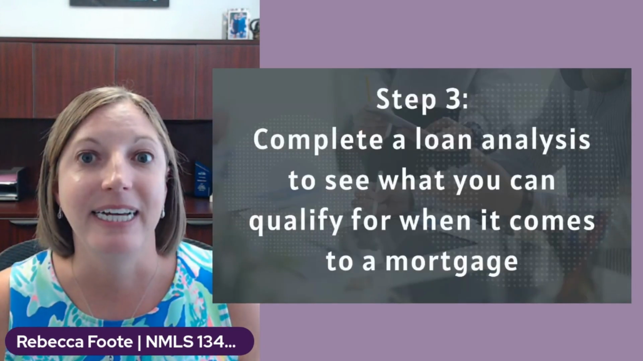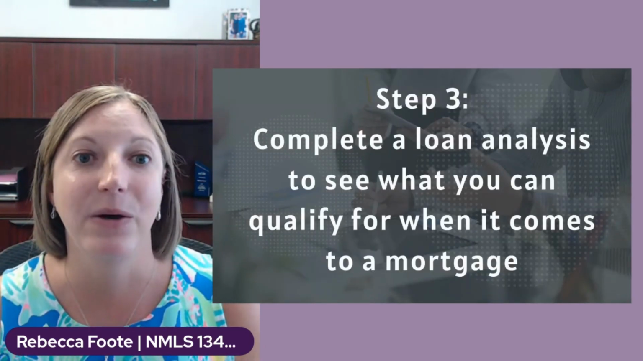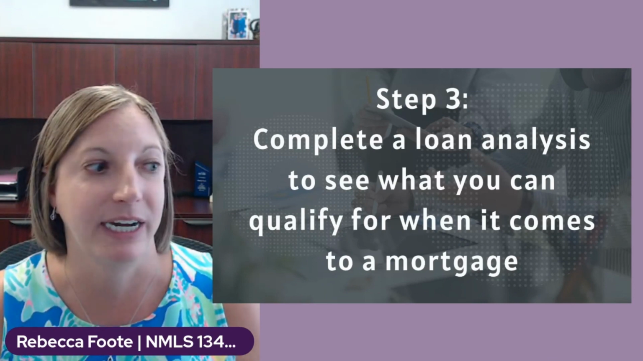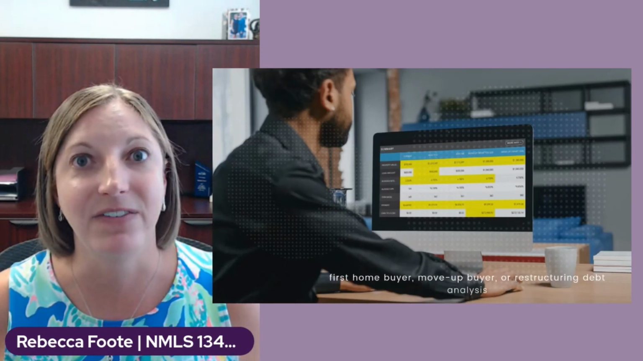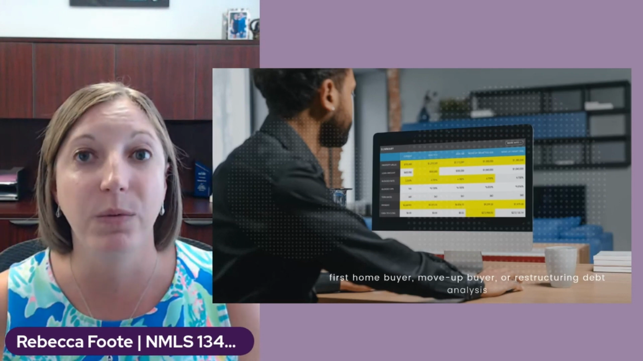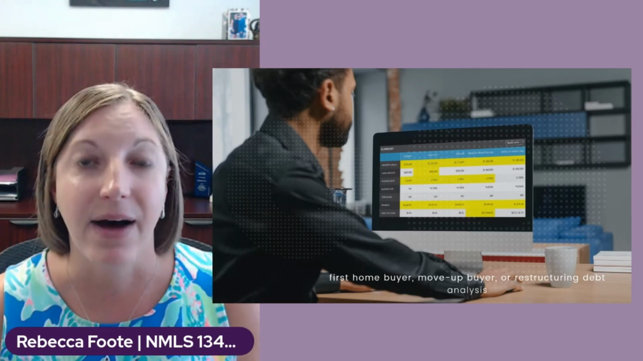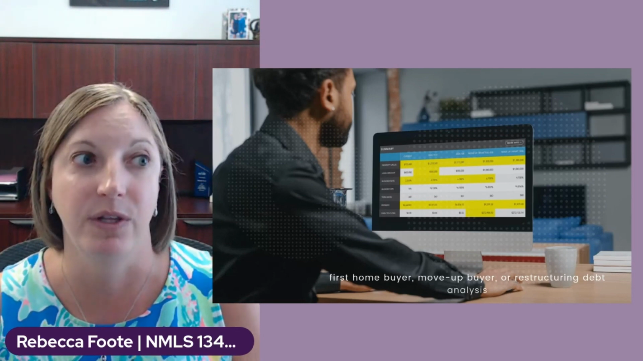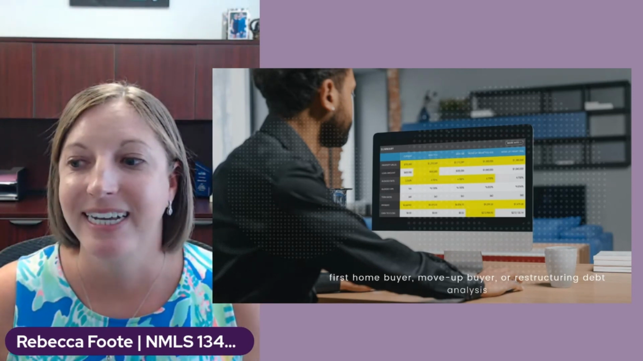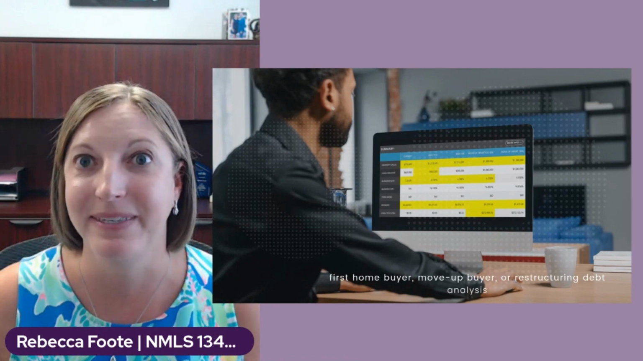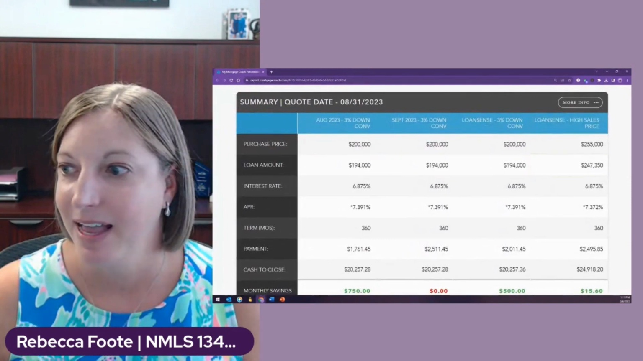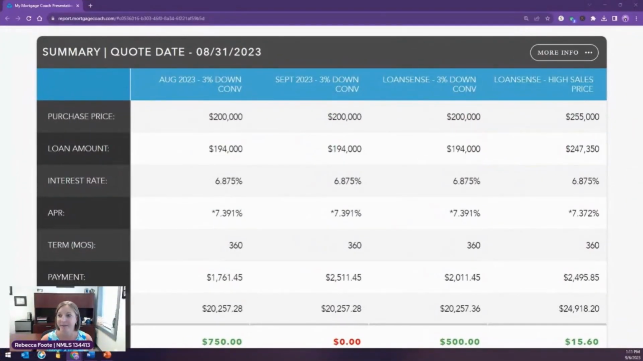Then step number 3 is you're going to work with us and complete a loan analysis to see how much you could qualify for when you are ready to get a mortgage. Again, it doesn't matter if you're a first-time home buyer, a move-up buyer, or if we need to restructure some of that debt. We're going to walk through an analysis and show you how it can benefit you to lower those student loans. So I'm going to show you one of those right now. And when we're done, stay tuned, because I'm going to give you some more tips on key mistakes that people make. I'm going to make this bigger so you can see it.